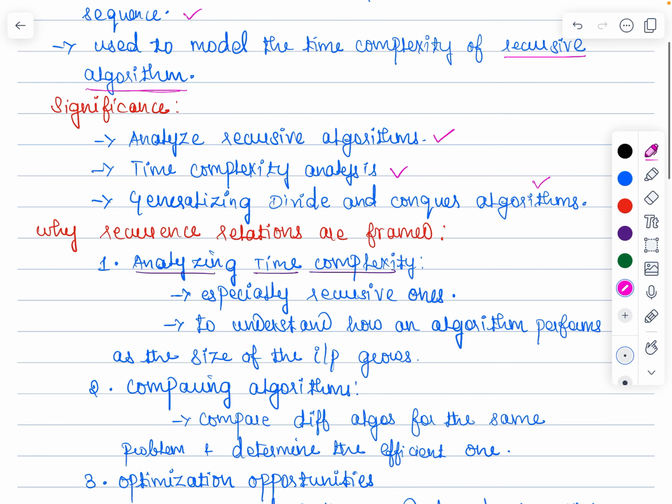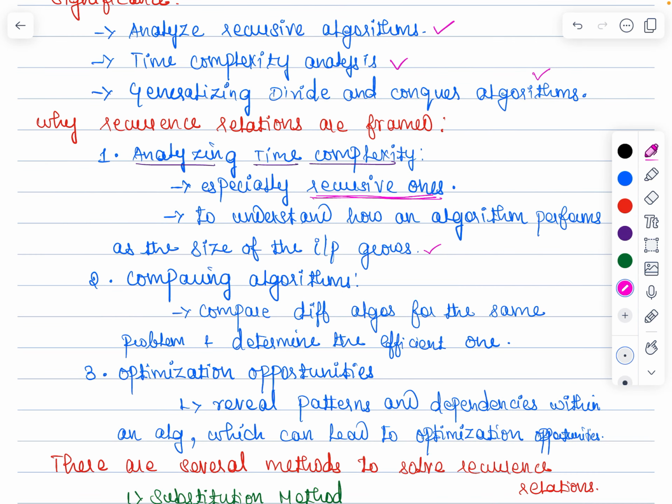Why are recurrence relations framed? The very first reason is analyzing the time complexity. Recurrence relations are particularly useful for analyzing the time complexity of algorithms, especially recursive ones, where the recursive procedure is involved in the pseudocode. They allow us to express the time required to solve a problem of size n in terms of the time required to solve smaller instances of the same problem. This analysis is crucial for understanding how an algorithm performs as the size of the input grows.